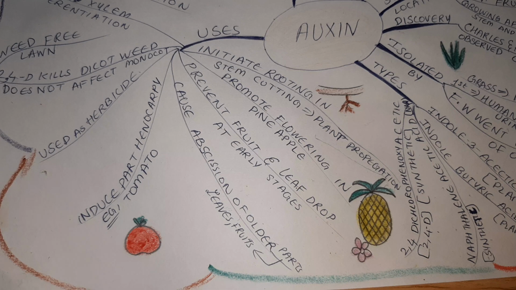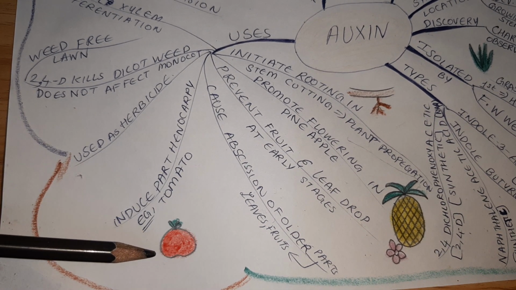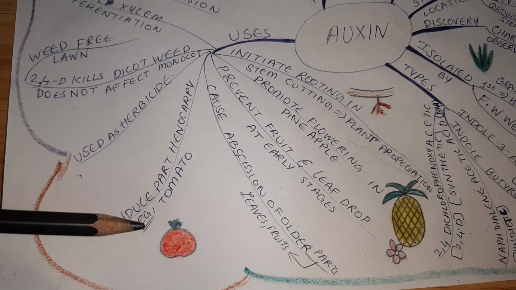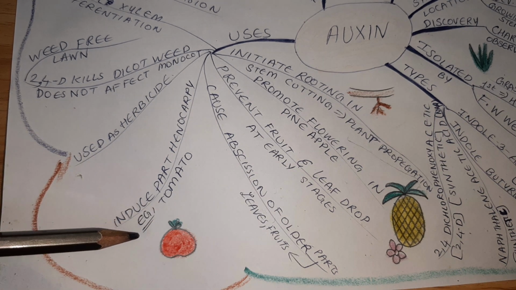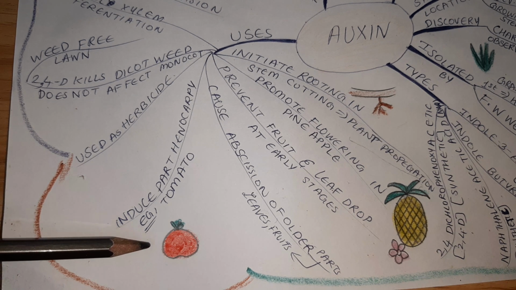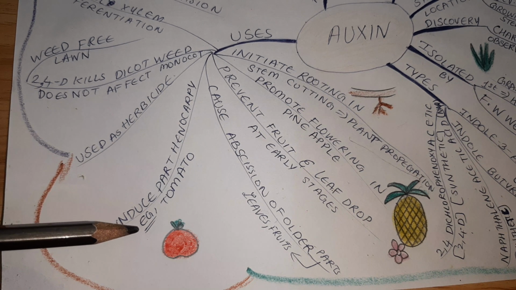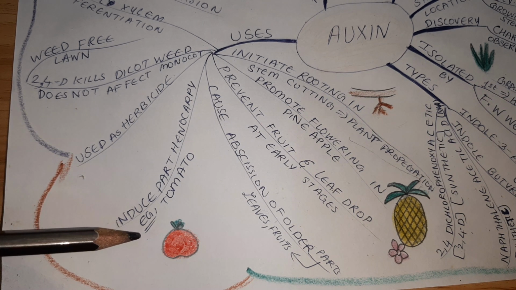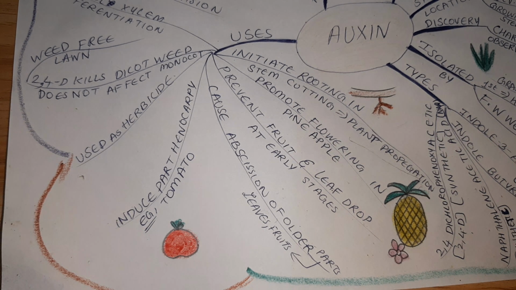They induce parthenocarpy, for example in tomato. Parthenocarpy means the growth of fruits without the help of seeds. So they induce parthenocarpy, seedless fruits. If parthenocarpy is induced in tomato, then you will not be able to see seeds inside this tomato. Tomato is a fruit, so parthenocarpy is nothing but seedless fruits. In the example of tomato, auxin helps in parthenocarpy.